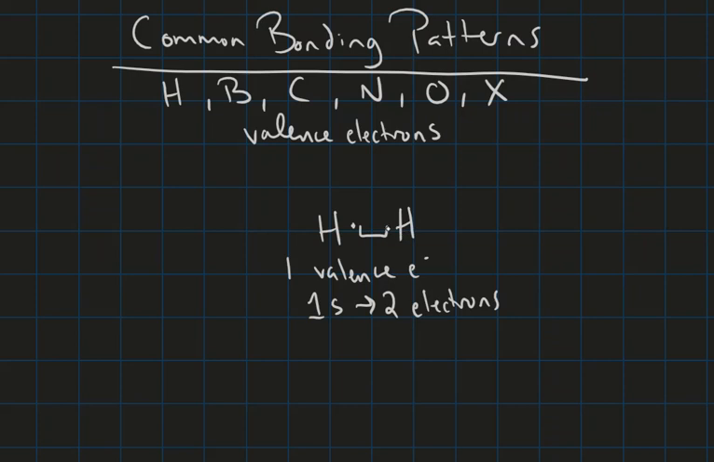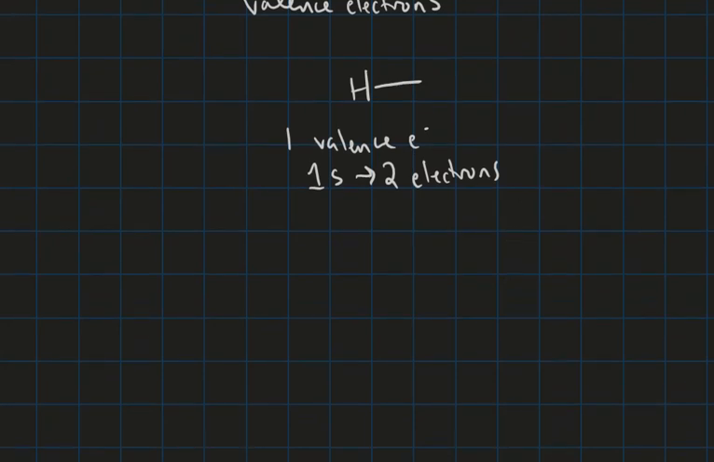So if we have another hydrogen come in with its one valence electron, boom, here we have 2 electrons together and they form a bond between these 2 atoms. That's a covalent bond, and it would be depicted like that. But when we're talking about common bonding patterns, all we're going to say is that hydrogen has a capacity for 1 bond, and that's how we normally see it.